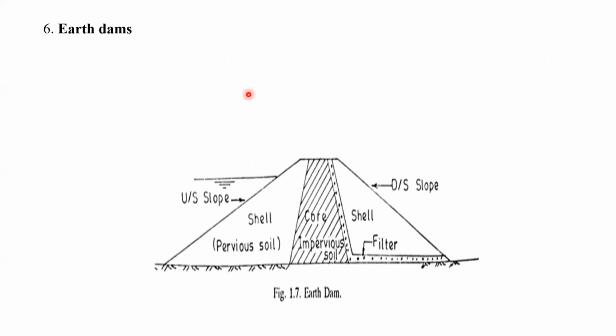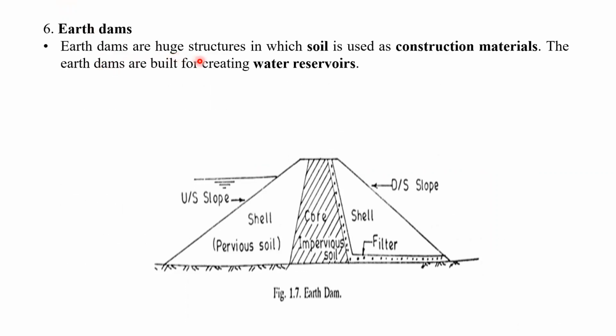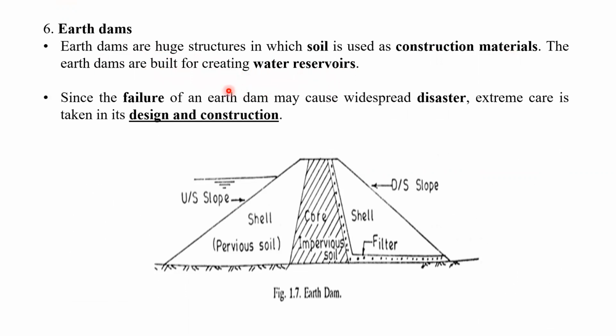We can see here the next civil engineering structure, the earth dam. As we know, earth dams are huge structures in which soil is used as construction material. The earth dams are built for creating water reservoirs. Since the failure of an earth dam may cause widespread disaster, extreme care is taken in the design and construction. The earth dam is constructed to store water, which may be used for hydroelectric projects, recreation purposes, or water storage.